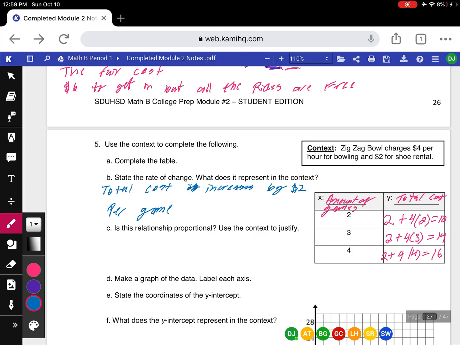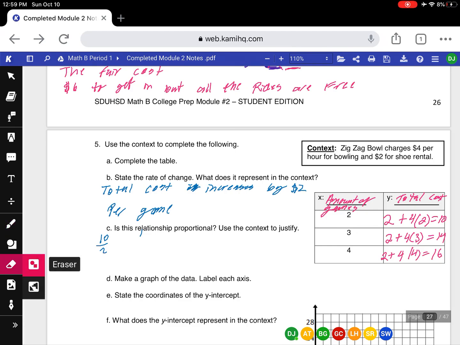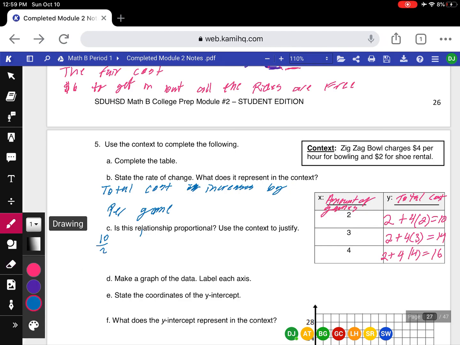Now, is the relationship proportional? Once again, I have 10 over 2. And I made a mistake right here, guys. It's not increasing by $2 per game. It's increasing by $4 per game. So it went from 10 to 14, 14 to 18. My apologies there. Okay, so now that we got that right, the total cost increases by $4 per game.